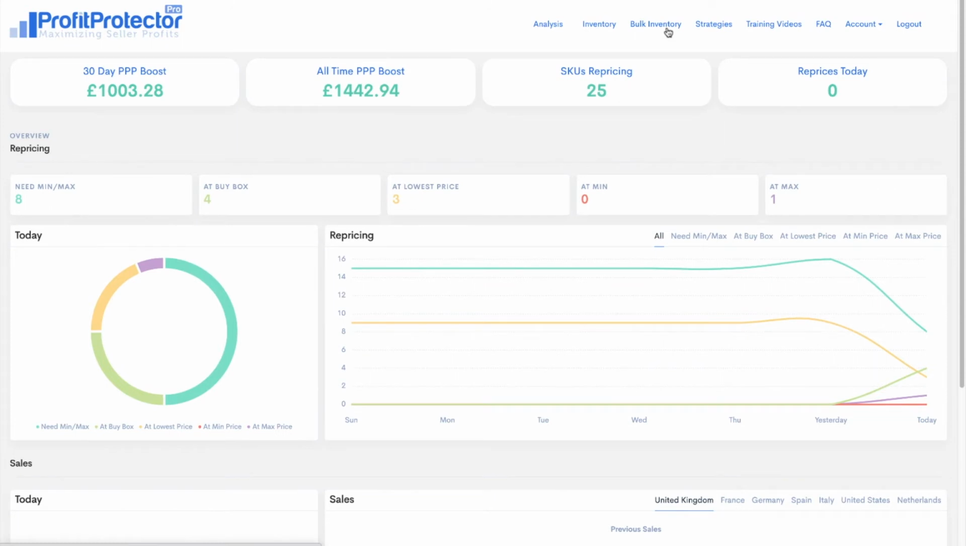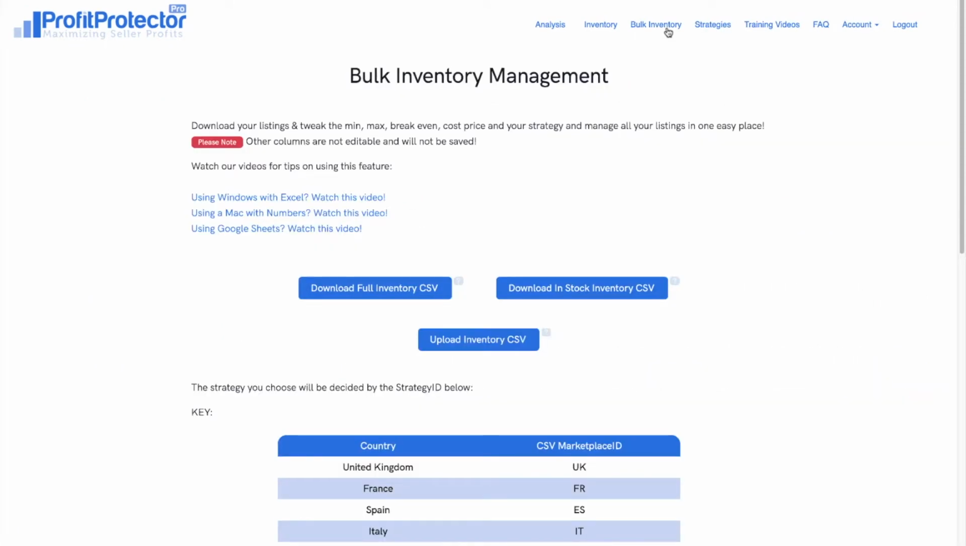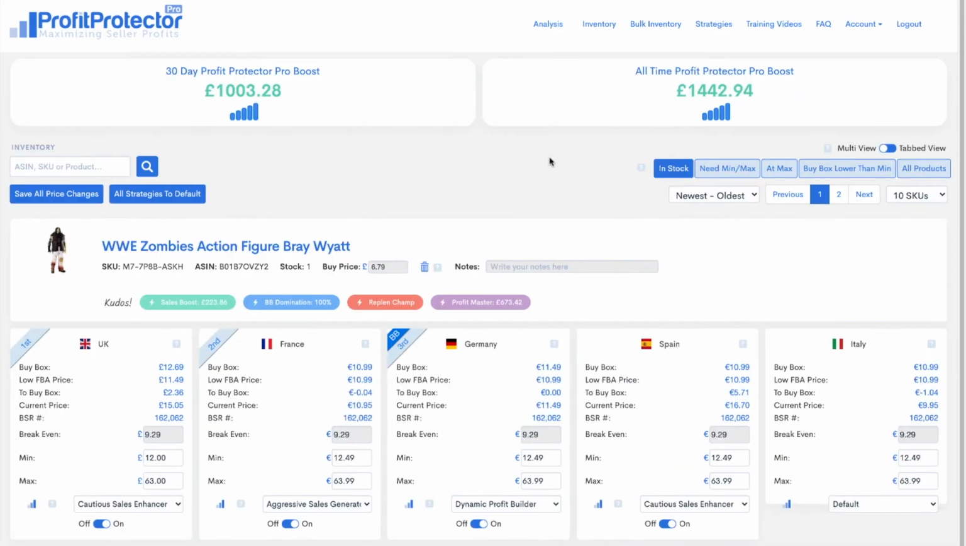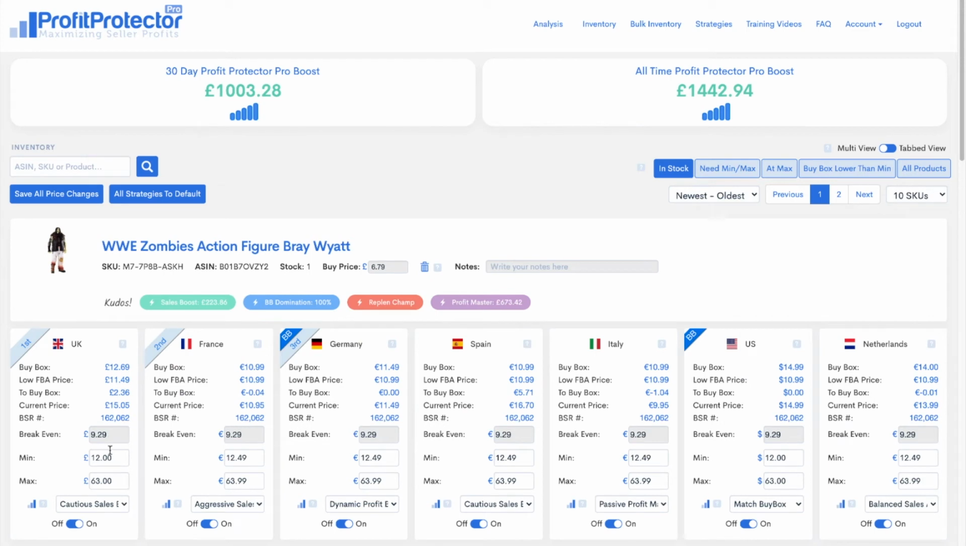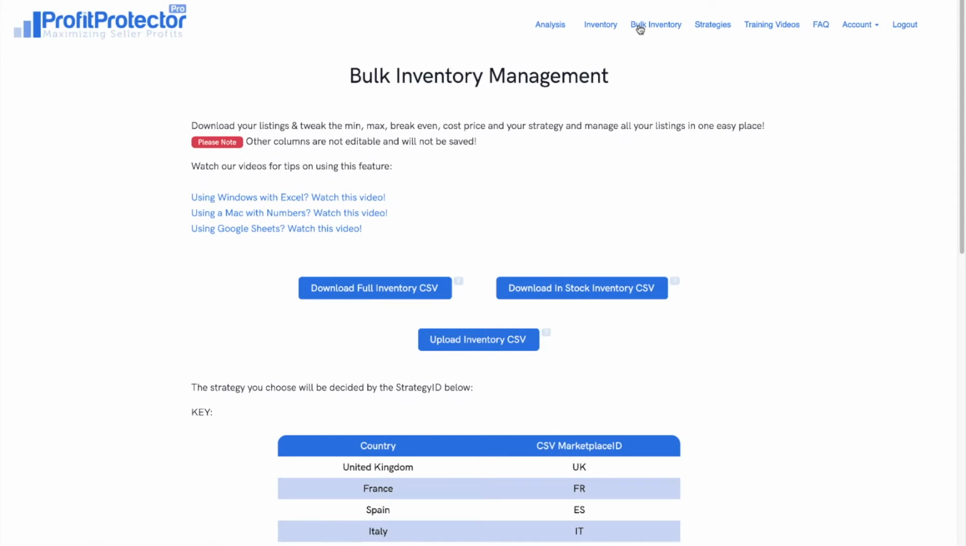Okay, so we have a feature called the bulk inventory, which is great. It means that if you've got a lot of repricing to do, using your inventory page is great and you can do all your repricing from here very easily. But if you've got like 100 SKUs you want to change the price of, for instance, then that can be quite time consuming. So you can use the bulk inventory feature.